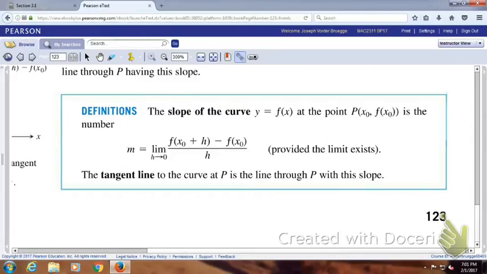So I've teased you with this before. The slope of the curve, right? We know that the slope of the curve was the same thing as the slope of a tangent line, right? Now, remember that we said the slope of the tangent line was, in a way, a limiting value of the slopes of secant lines, right? And the difference quotient represented the slope of secant lines.